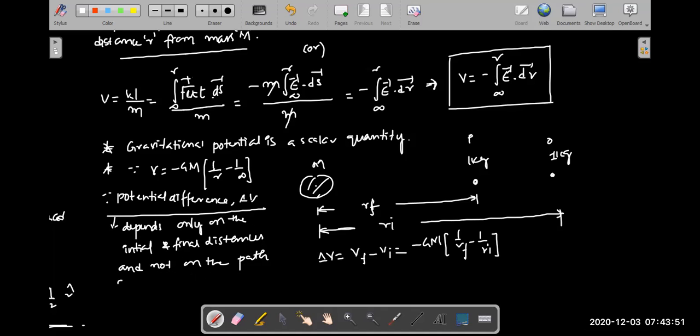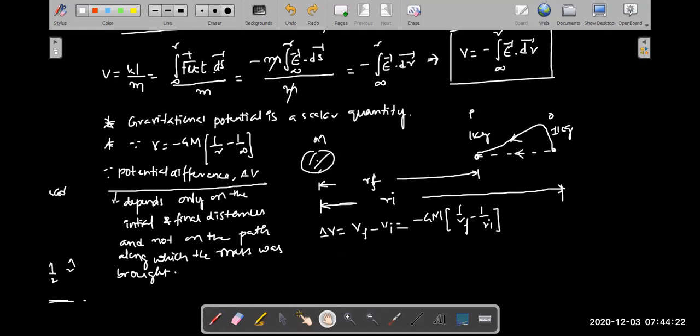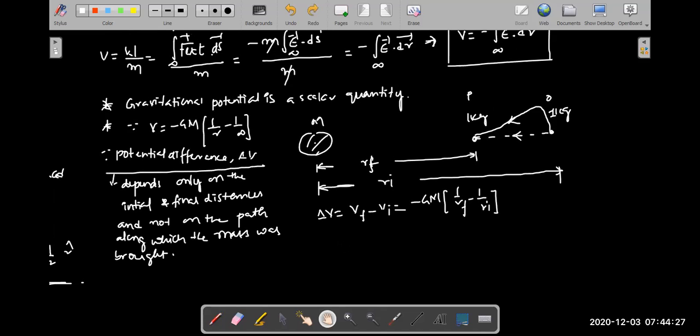Not on the path along which the mass was brought. Do you agree? Yes. So irrespective of the path along which you brought it, understood? That means if you bring it along a straight line, or along any curved path, or from this particular point you take it to some other location and again bring it back here, the potential is still the same. That is nothing but potential same means work done will be same. Is that right? Yes, sir. Understood the logic?